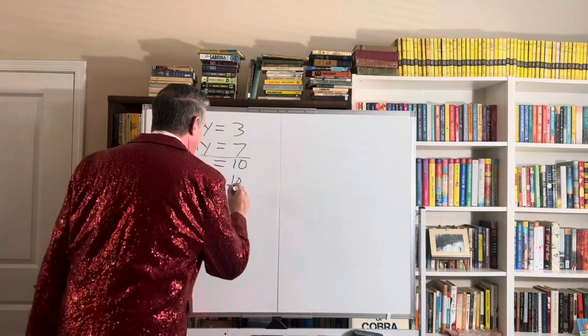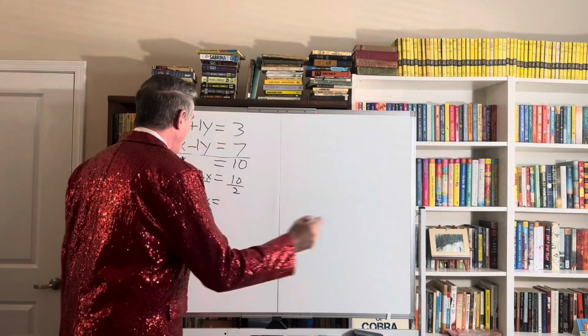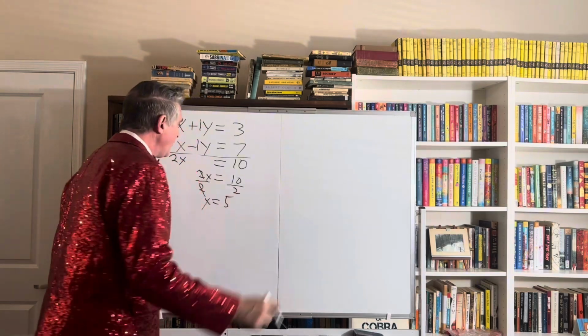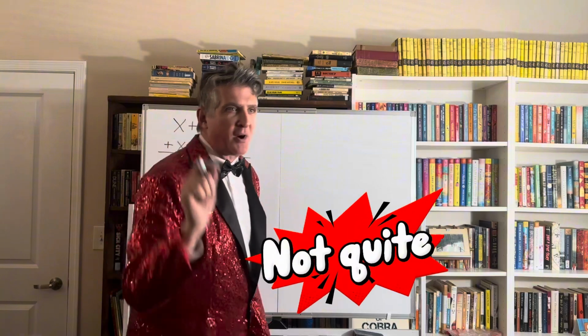Done this many times. All right, now what do we have? Well, we got 10 divided by 2. What does that equal? Well, we know that. That's 5. All right, well, that's excellent. Are we done? Oh, you wish that we were done, but we are not, my friends.